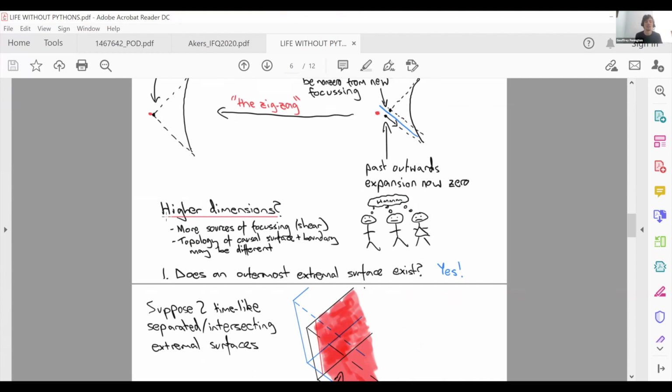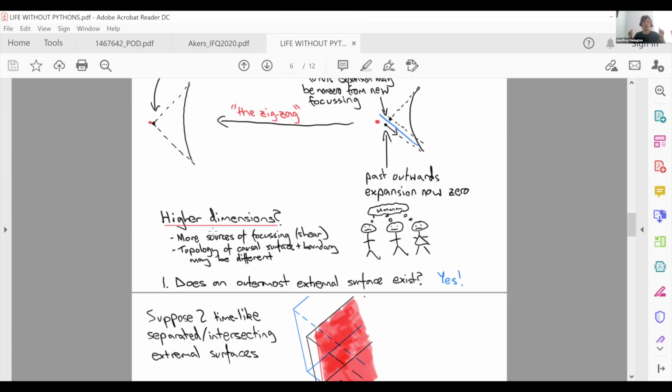There are various problems in higher dimensions. One is that you now have more sources of focusing than just null energy. You have shear and so on. Another is that the topology of the causal surface isn't necessarily the same as the asymptotic boundary that you're interested in. So it doesn't make sense to just have no energy going in, because then do you even end up with an asymptotic boundary with the same topology, and so on. There are all sorts of different questions that we think we now have answers to.